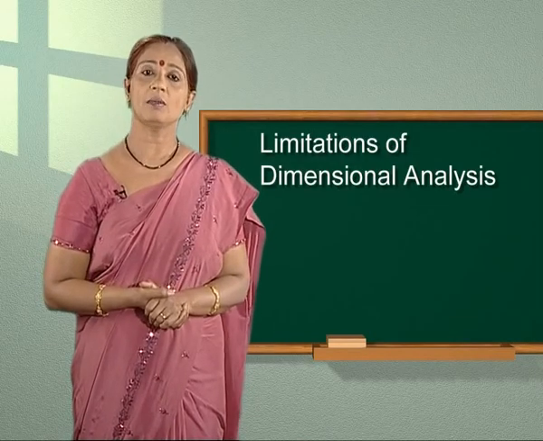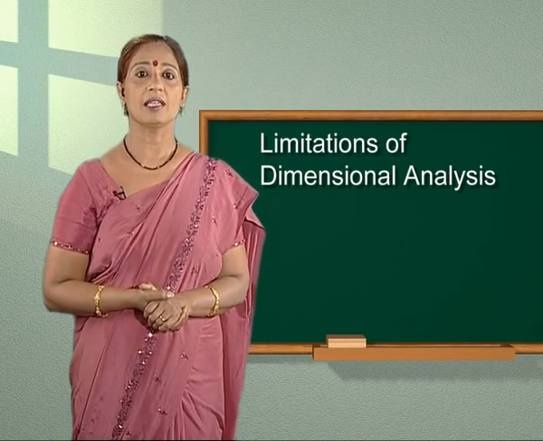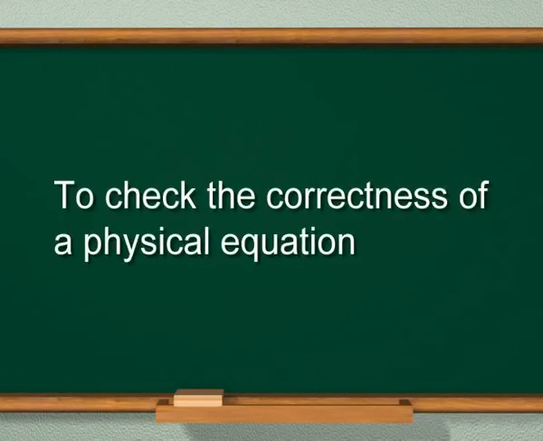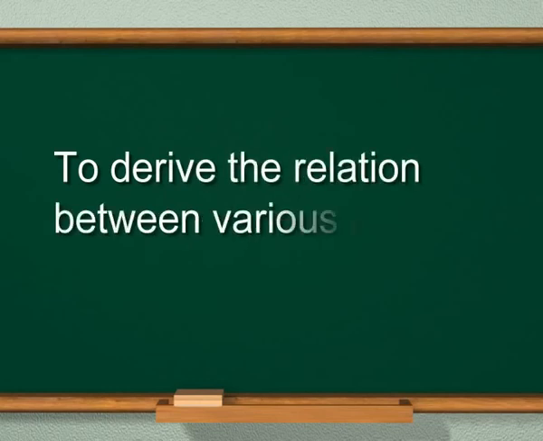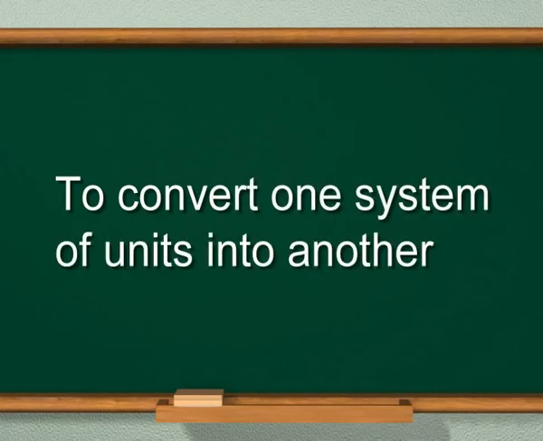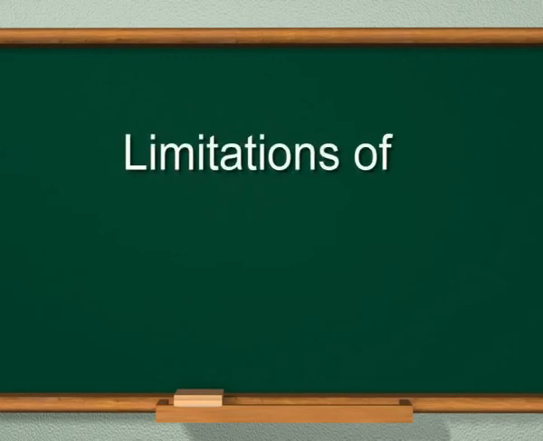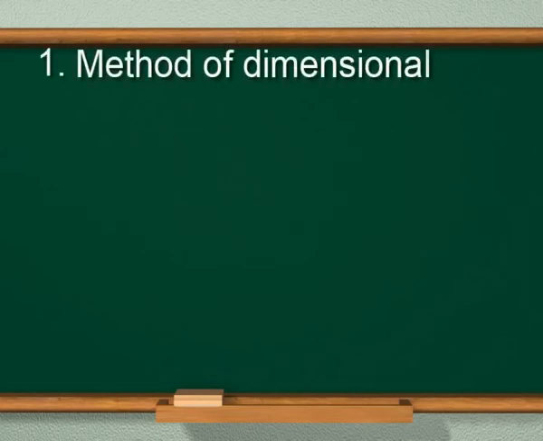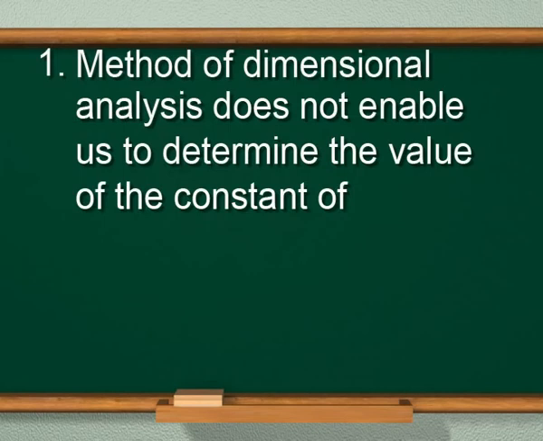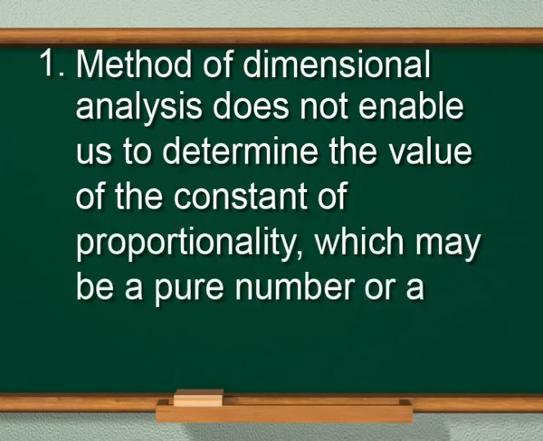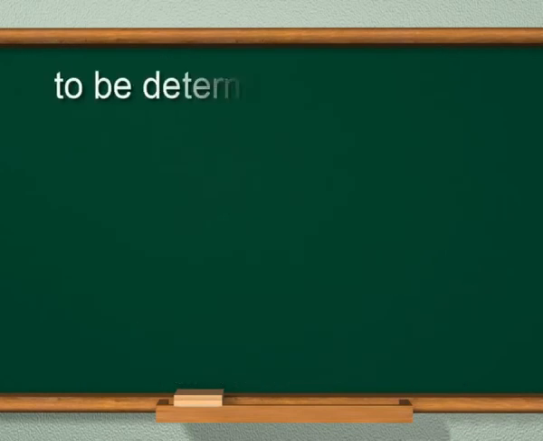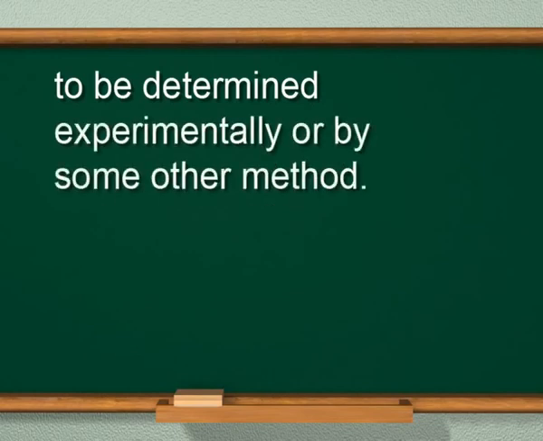Dimensional equations have some important uses, such as dimensional equations can be used to check the correctness of a physical equation, to derive the relation between various physical quantities, to convert one system of units into another. There are certain limitations of dimensional analysis. First, method of dimensional analysis does not enable us to determine the value of the constant of proportionality, which may be a pure number or a dimensionless ratio. The value of the constant has to be determined experimentally or by some other method.